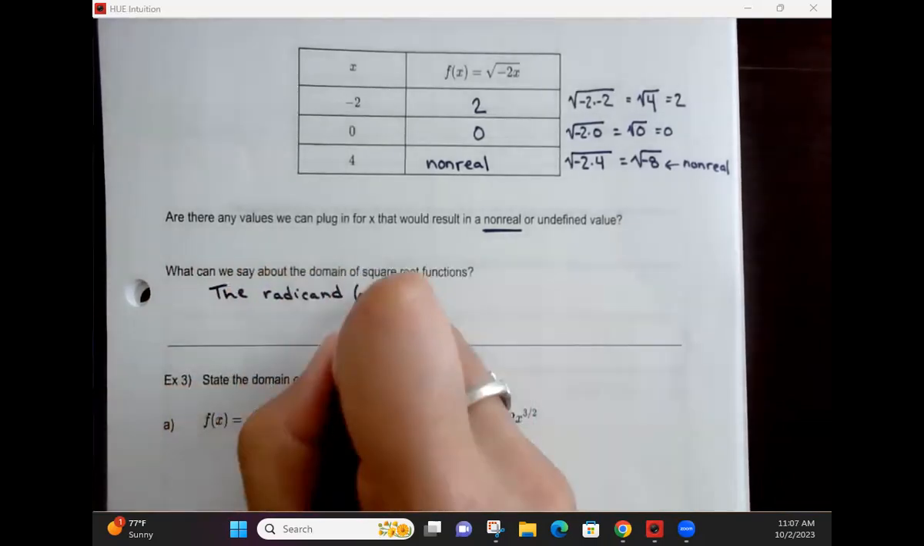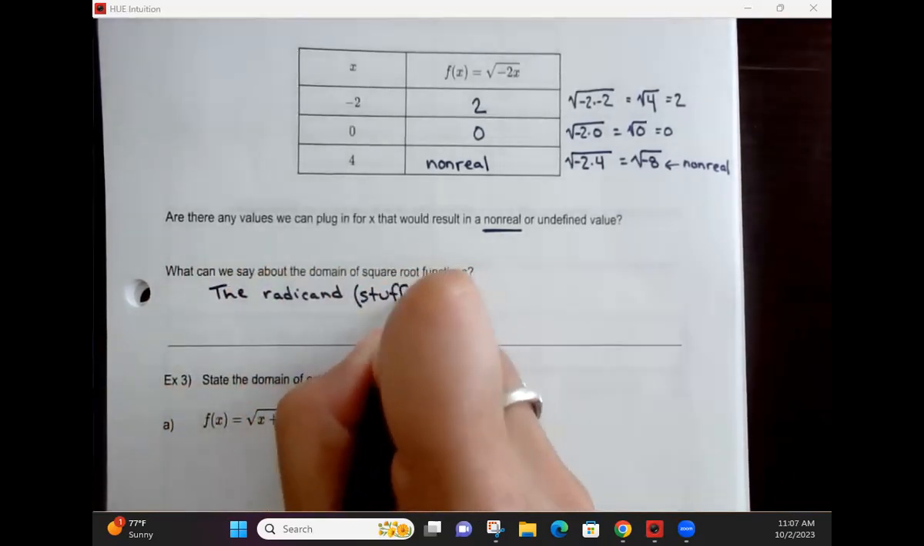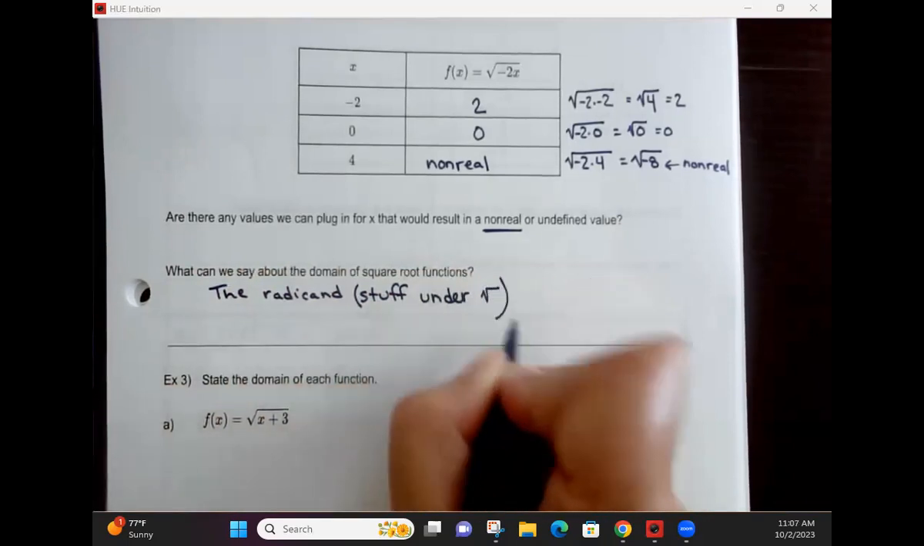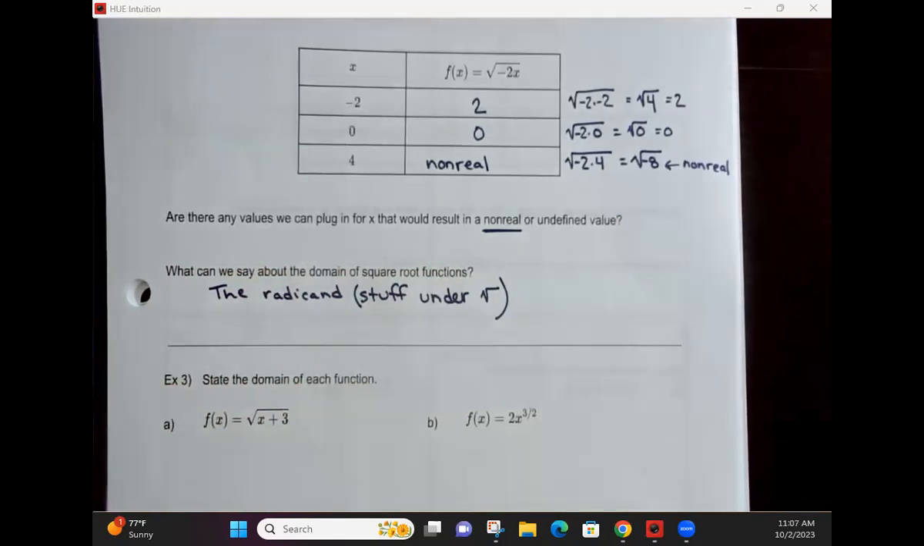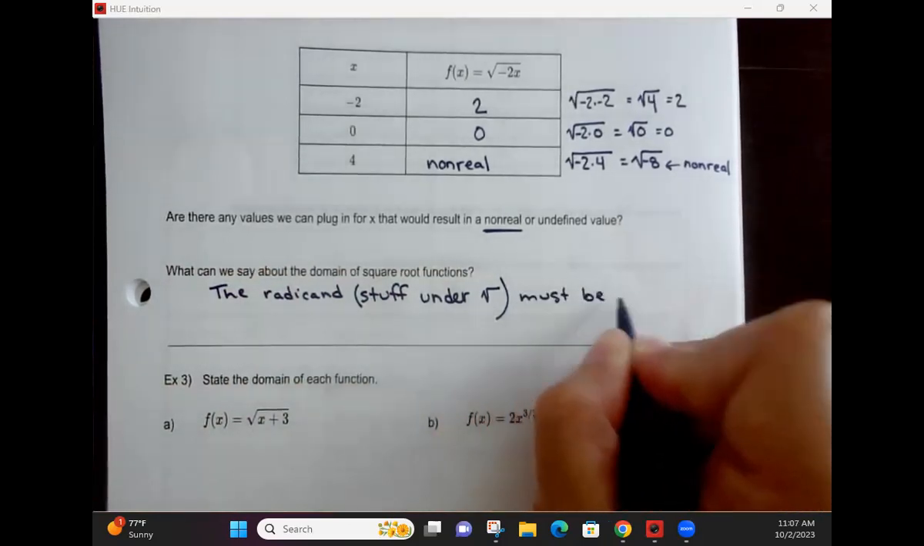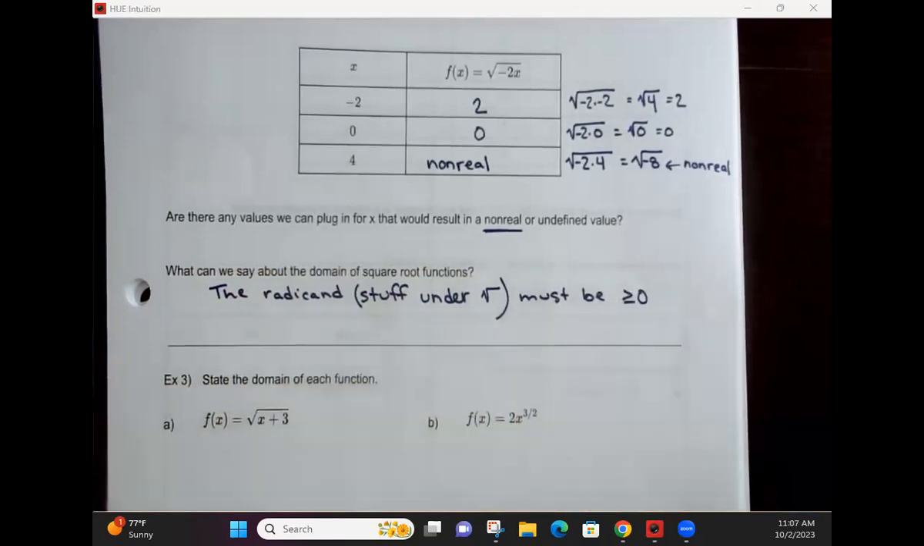Okay, which is the stuff under the square root. The stuff under the square root must be greater than or equal to 0. It's okay if it's 0. We can take the square root of 0, but it can't be negative. 0 is as low as we can go. It's got to be greater than or equal to 0. So for our square root functions, we've got to go case by case.